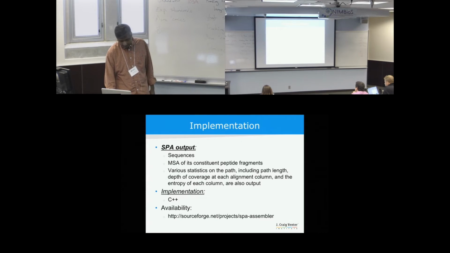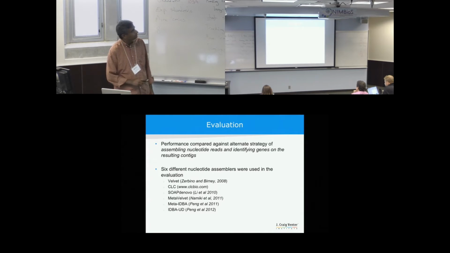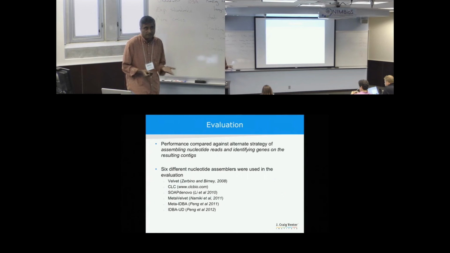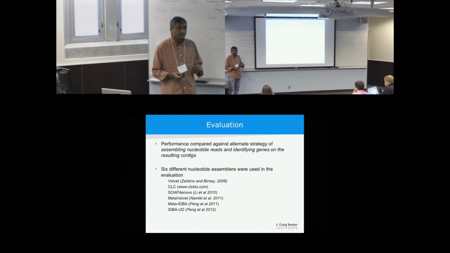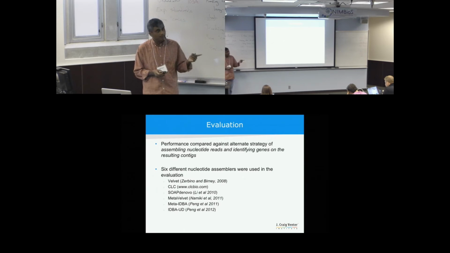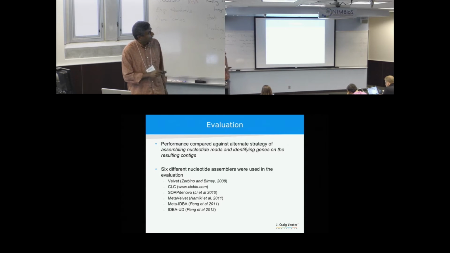We have this implemented, and then we compared this to the alternate strategy, which is a strategy that we often use: given a set of reads, we would do an assembly using one of these nucleotide assemblers, and then we could call proteins off of that. So we wanted to compare that strategy with the strategy that we take. That is, the proteins output from our short peptide assembly framework, how do those compare with respect to the proteins output using one of these assemblers?